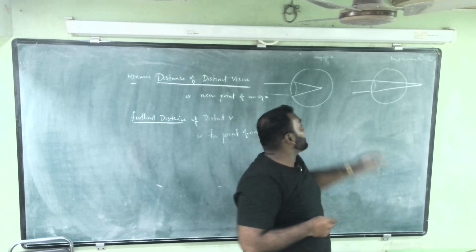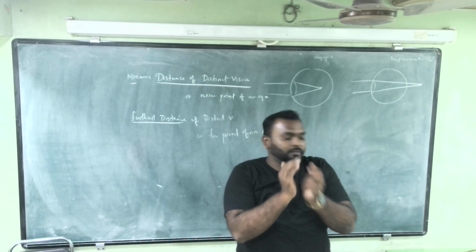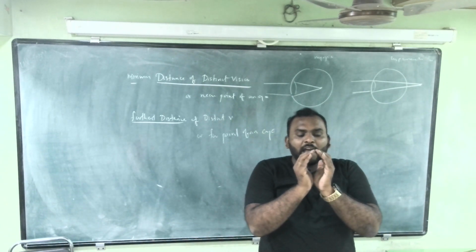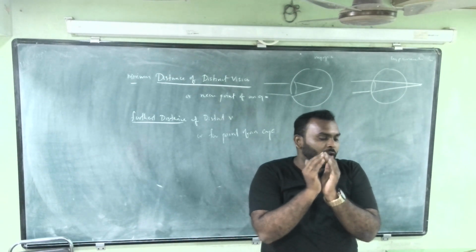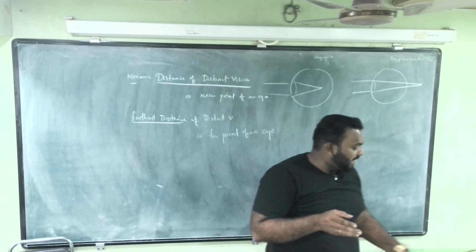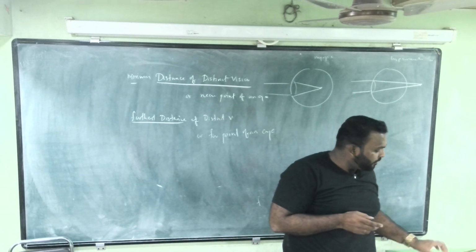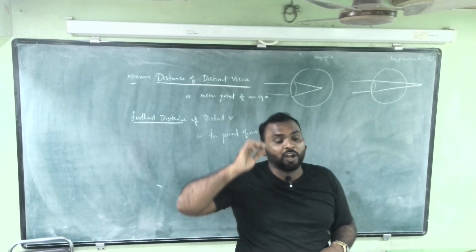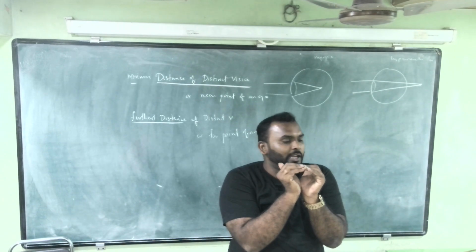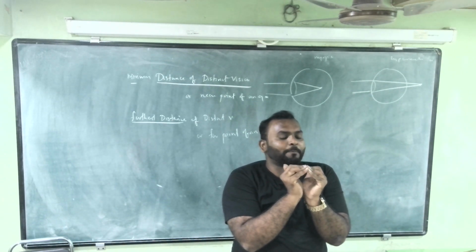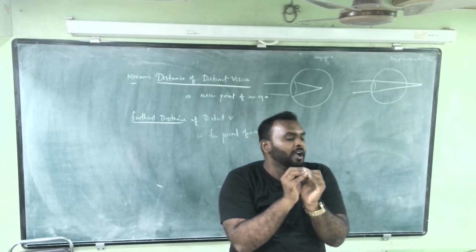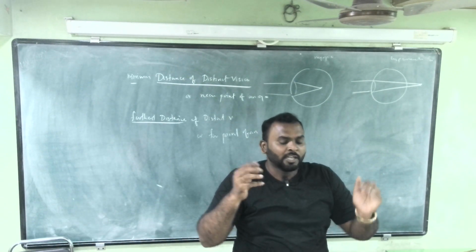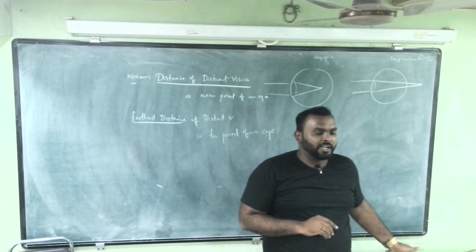The second reason is the eyeball elongates. This is an eyeball. The eyeball elongates. Okay, the word is eyeball elongates. What happens? The eyeball elongates. Due to elongation, what happens? The distance between the retina and the eye lens also increases. So the image is formed in front of the retina.